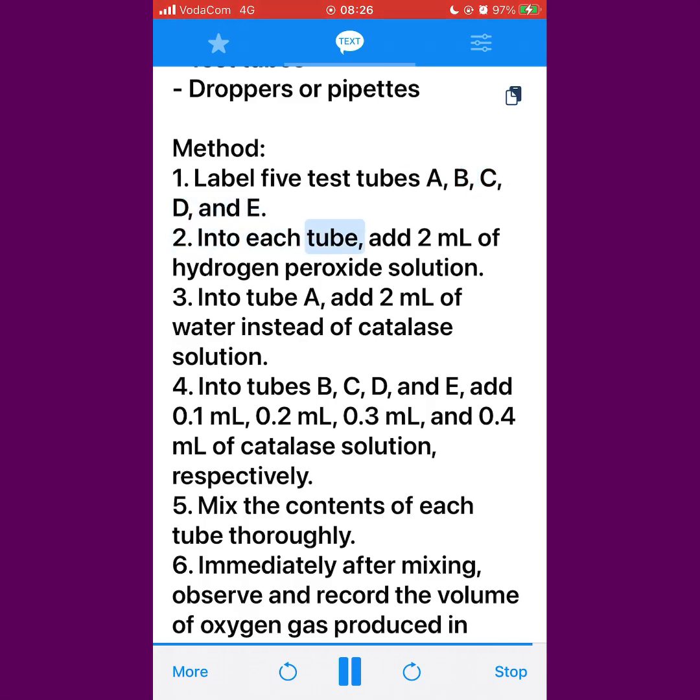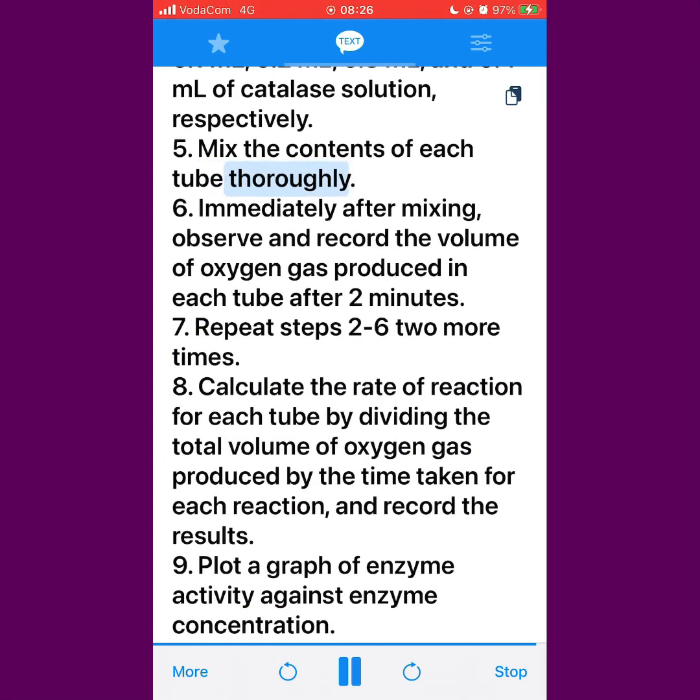2. Into each tube, add 2 milliliters of hydrogen peroxide solution. 3. Into tube A, add 2 milliliters of water instead of catalase solution. 4. Into tubes B, C, D, and E, add 0.1 milliliters, 0.2 milliliters, 0.3 milliliters, and 0.4 milliliters of catalase solution, respectively. 5. Mix the contents of each tube thoroughly. 6. Immediately after mixing, observe and record the volume of oxygen gas produced in each tube after 2 minutes. 7. Repeat steps 2-6 2 more times.